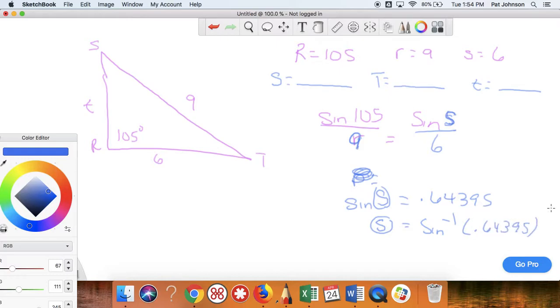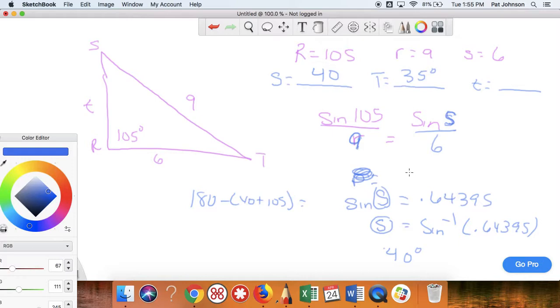So to find theta S, we're going to take the inverse sine of 0.64395. You're going to do inverse sine of that value, and you're going to get, I did it wrong, but we're going to get that S is 105. Oh, we already know that's 105. Sorry. We're going to get 40 degrees. So this is 40 degrees. How do we find T? We're going to take 180 minus 40 plus 105 equals 35 degrees.